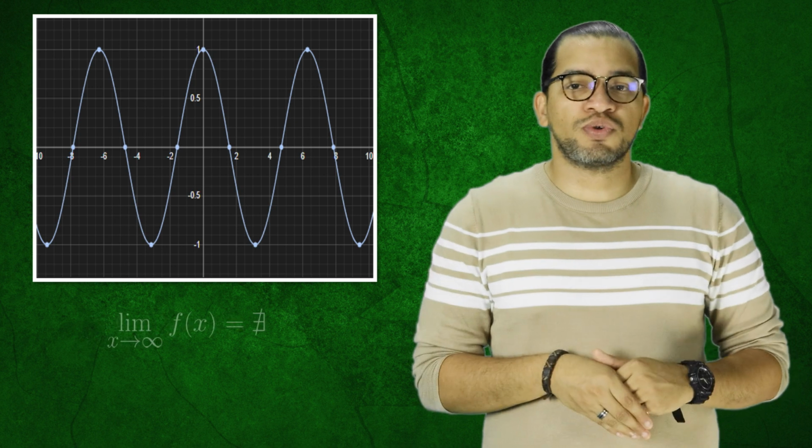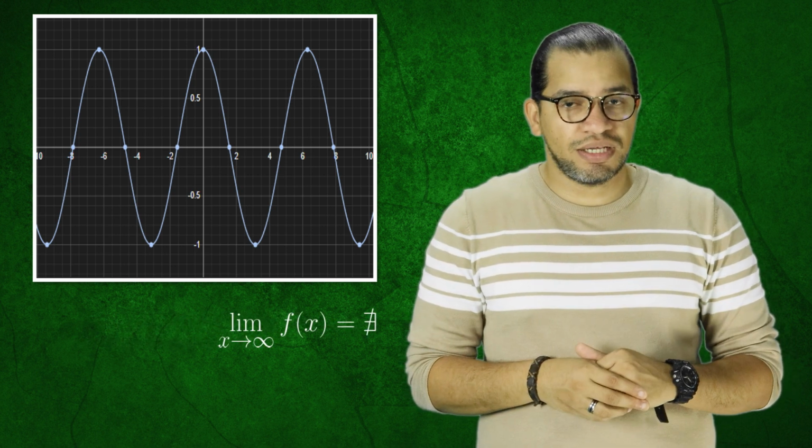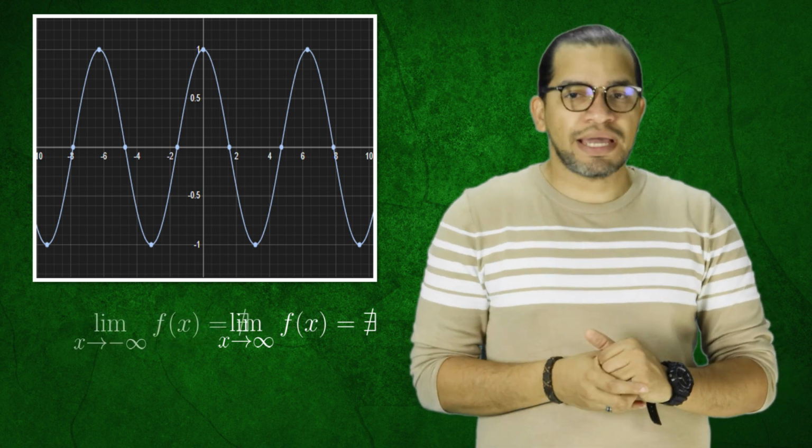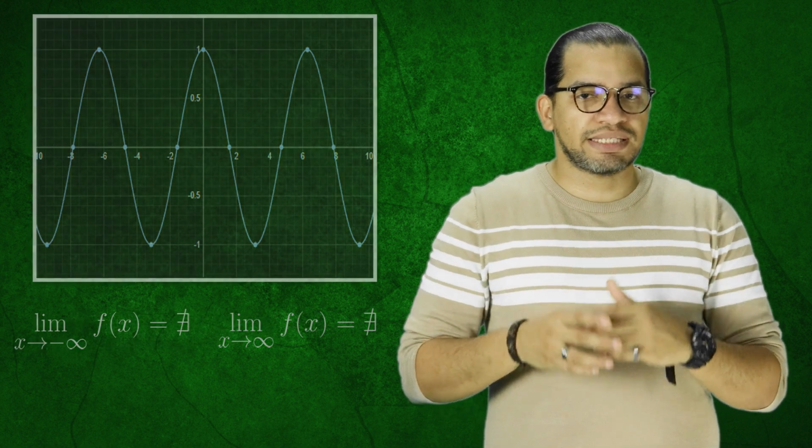This function is oscillating between -1 and 1. So for us, it's impossible to determine one specific value for which this function has the tendency to go to, both as x increases without bound or x decreases without bound. Thus, we say that this function does not have an end behavior. And the notation for describing this is the following. The limit when x goes to infinity of f of x does not exist, and the limit when x goes to minus infinity of f of x does not exist.